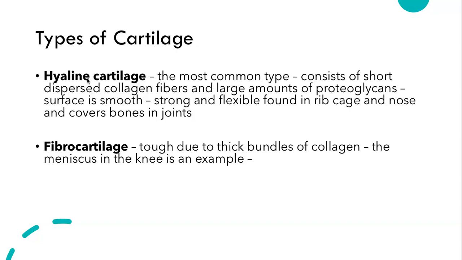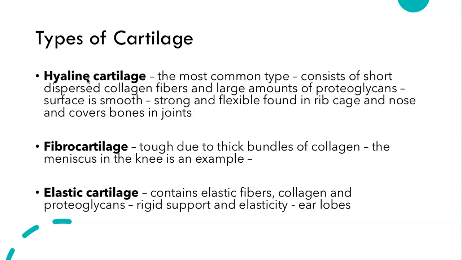The next one is called fibrocartilage. It's tough because it's got thick bundles of collagen. The meniscus in the knee is an example of fibrocartilage. And the last that we'll talk about is elastic cartilage, which contains elastic fibers, but it also contains collagen and proteoglycans. It's got rigid support and elasticity. The best example I can give you is your earlobes. You pull them and bend them, and they always go back to the same shape, and that's due to their elastic fibers.